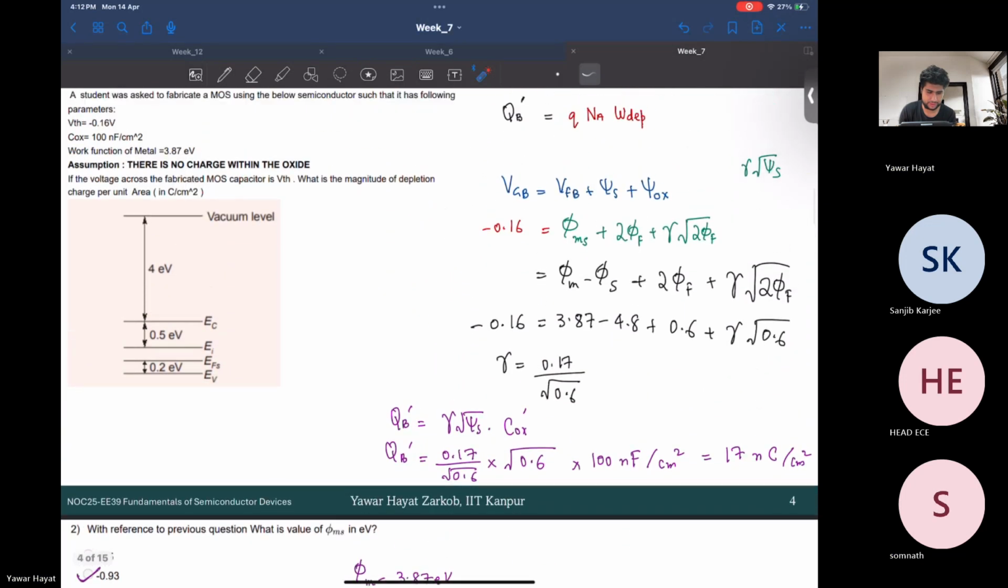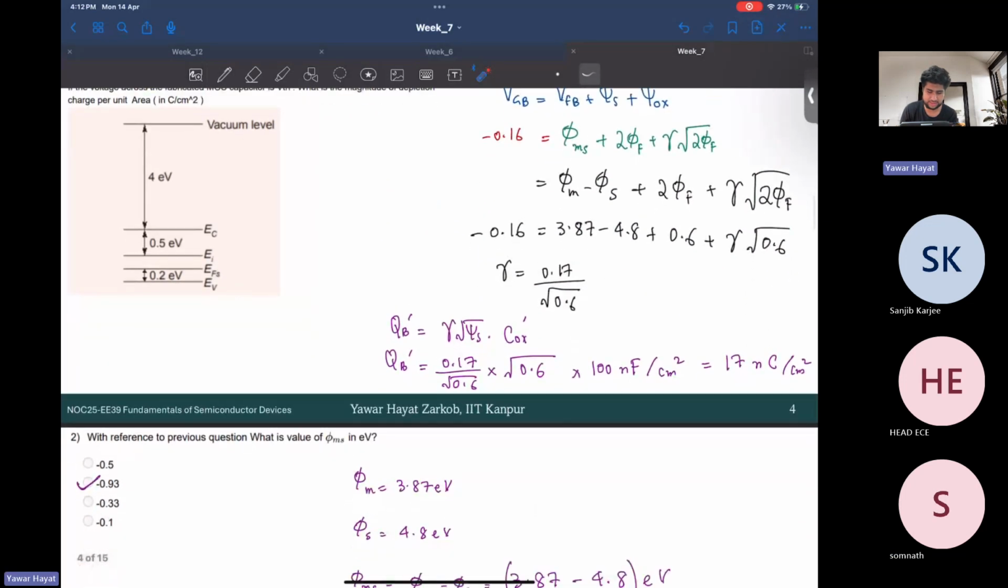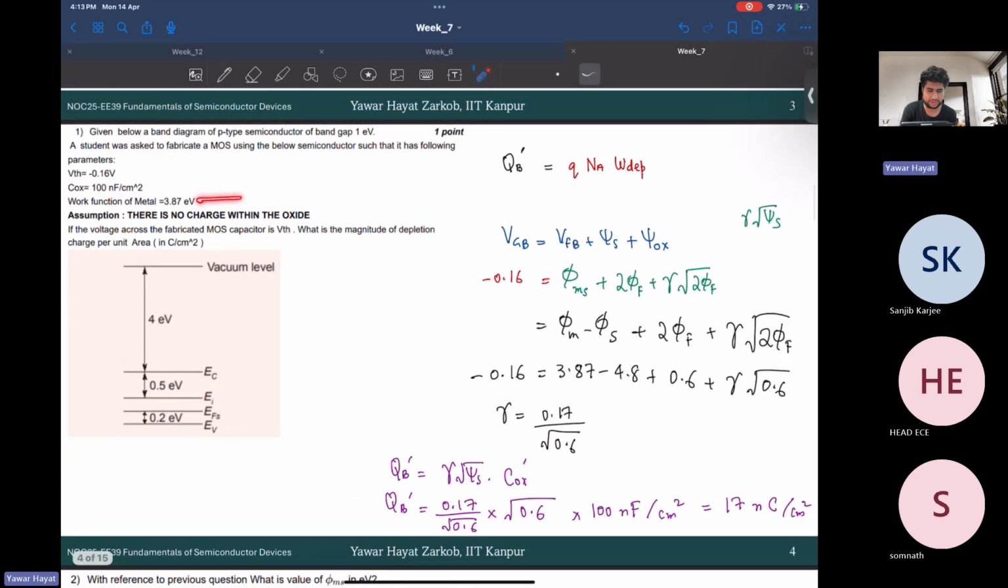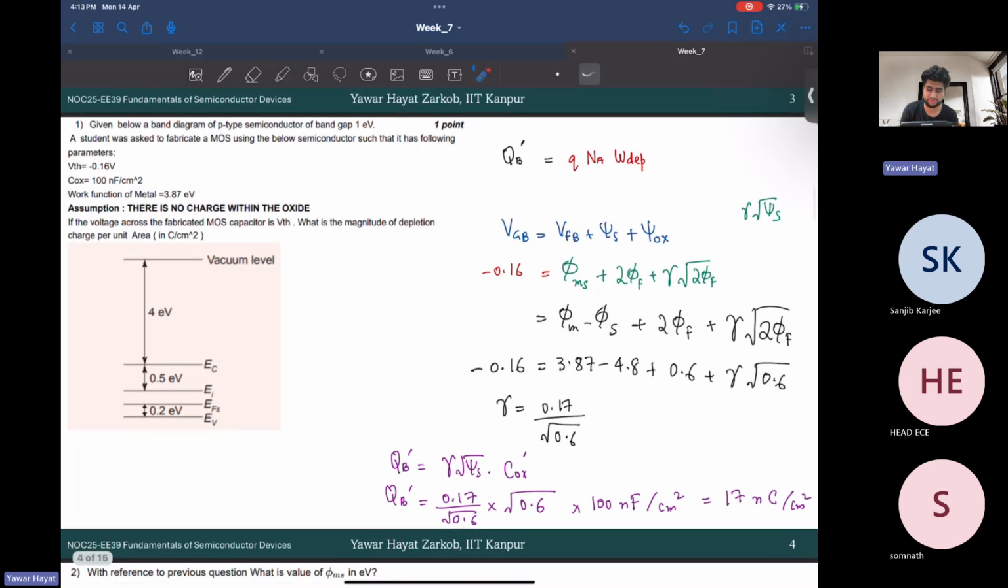Regarding this, what is the value of phi ms? For phi ms, you need to take the difference of phi m and phi s. What is phi m? Phi m was given. Phi m is nothing but the metal work function, that is 3.87 electron volt.